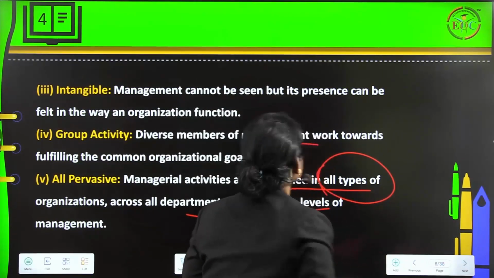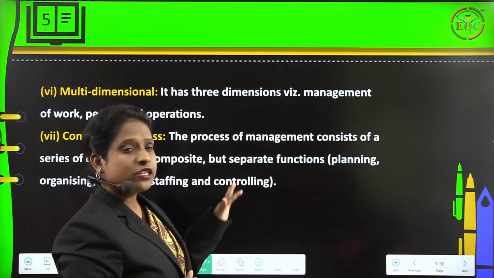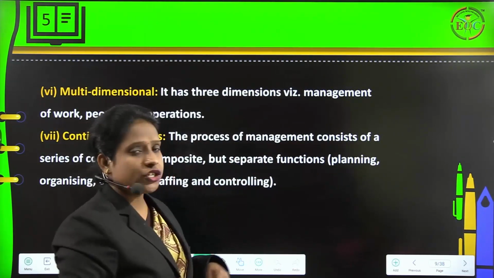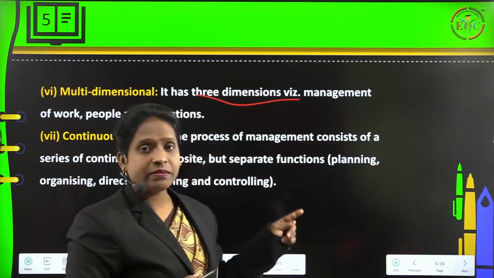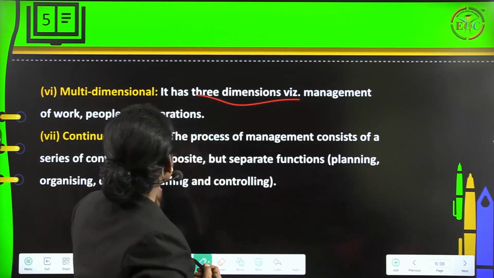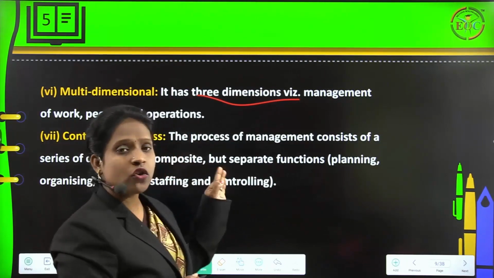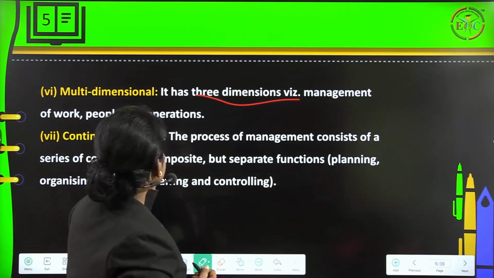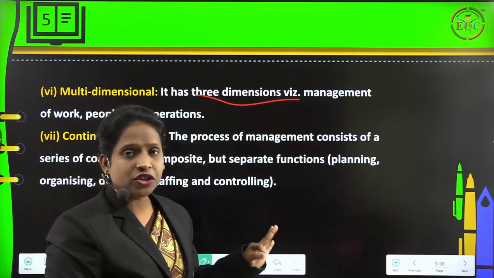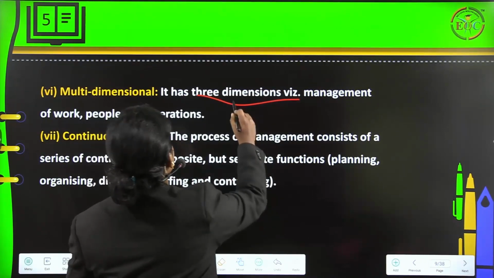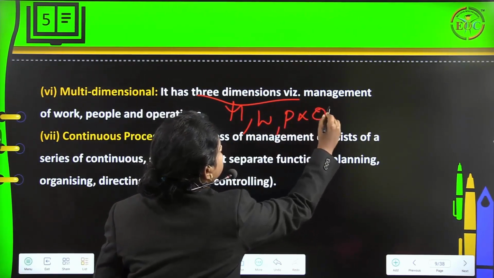Fine. Then the next characteristic is that we also call management as what? Multidimensional. Okay, because it has three dimensions. The three dimensions are management of work, people and operations. What are the three dimensions of management? We call it multidimensional because it has got three dimensions: work, people and operations.